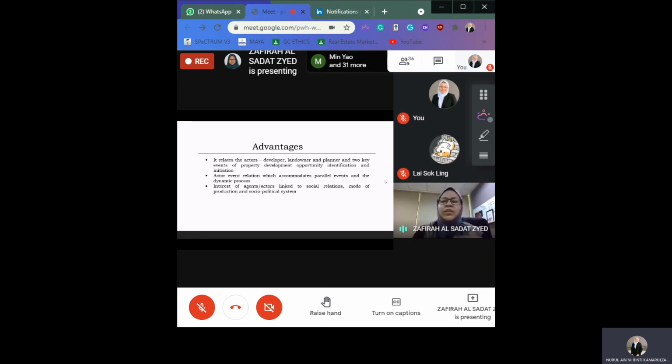So they could identify the development opportunity, identification, initiation, etc. And apart from that, actors' relations accommodate parallel events. Okay, this is the one that I said has some dynamic because it's a relationship. So whatever could happen, they could pretty much tweak the model and solve it within itself. Okay, you can look at the model like a globe with things happening inside. It's something like that.